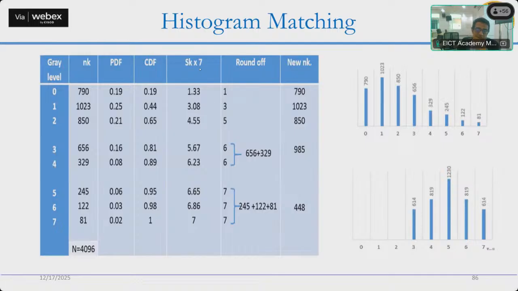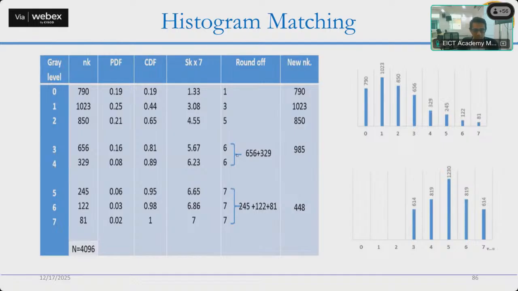We multiply SK by 7, the maximum gray level value, and round off. When we round off, the rounded values are 1, 3, 5. So what does this infer? We will replace gray level 1 by 3, 2 by 5, 3 by 6, etc. What will be the new count of this one? So what will be the new histogram?